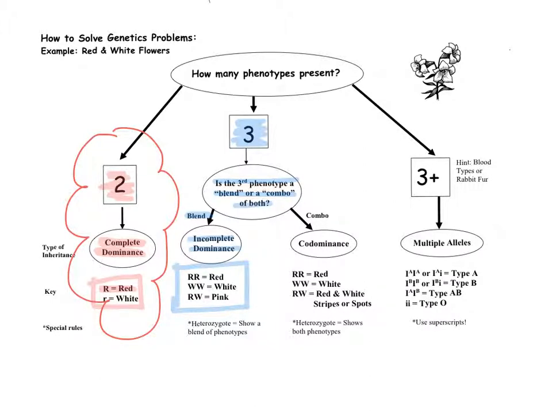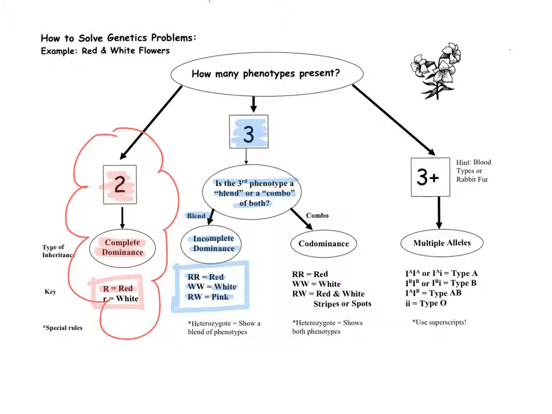It's important that for the incomplete dominance problems, you write out your key in this way. Notice there are all capital letters, and you have to list out all three genotypes and all three phenotypes. So for example, it might say something like, in flowers, red petals are incompletely dominant to white petals, where the heterozygotes are pink. In your key, you would write out big R is red, big W is white, and then the heterozygous, big R, big W, would give you those pink petals. The pink is a blend of the other two colors.